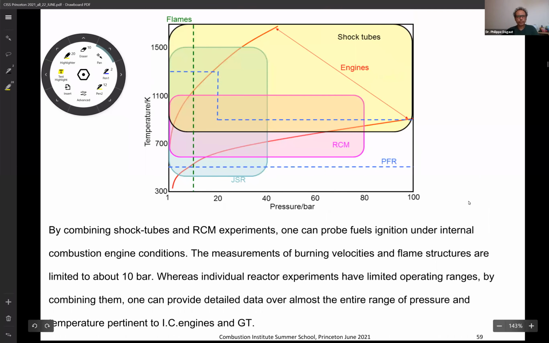So now maybe I can have a look at the questions first. Okay, so the first question is, what does M mean in the chemical reactions? Well, it is a collider. So if we are working in very dilute conditions, it will be the bath gas, for example, argon or nitrogen. There are also people who are working under dilute conditions with helium, so then it will be helium.